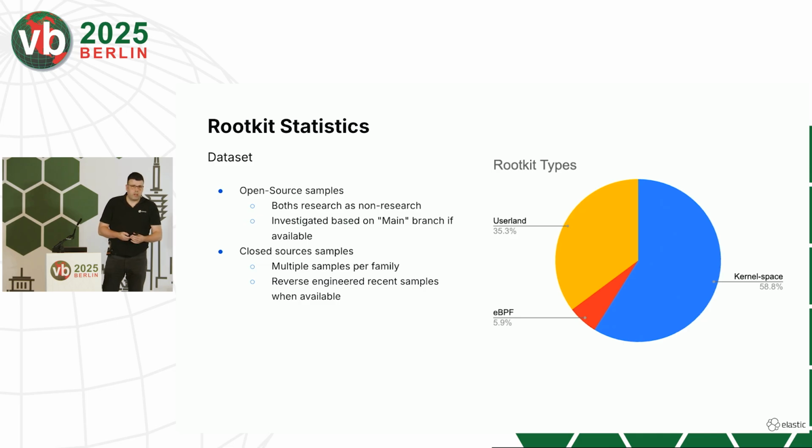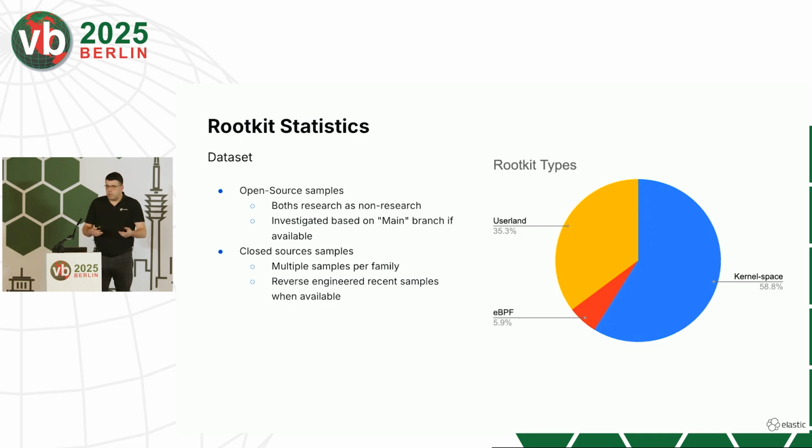Now, if we look at the amount of rootkits that we find, we see that the bigger part of the rootkits are kernel-based rootkits. So about 60% are kernel space, and that makes total sense actually, because if you want to be really stealthy, if you want to really hide what you're doing, you need to be in the kernel to control every aspect of the system. Now, still 35% of the rootkits that we found are userland rootkits. There's still a significant amount of samples there. And last but not least, about 6% are eBPF-based rootkits.